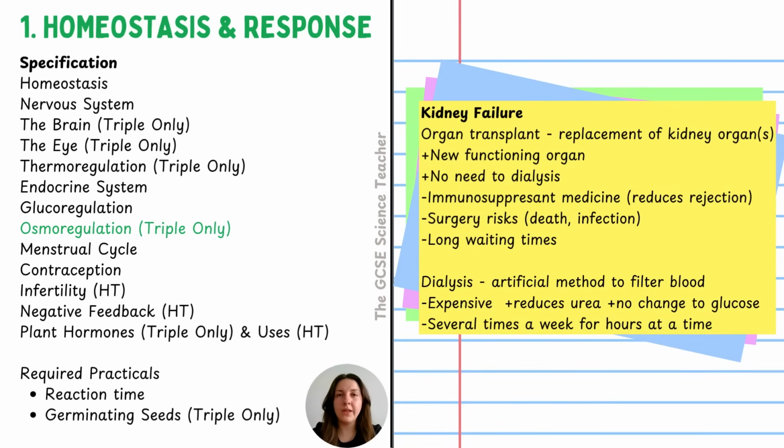You either have an organ transplant or dialysis. Organ transplant essentially removes the damaged kidney and replaces it with a donor kidney, meaning the organ now functions correctly, and there is no real need for dialysis. However, there can be long waiting times until you get the correct donor and a genetic match.